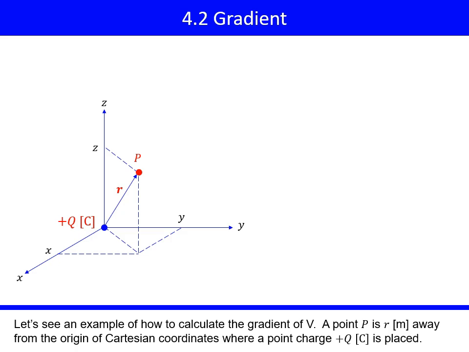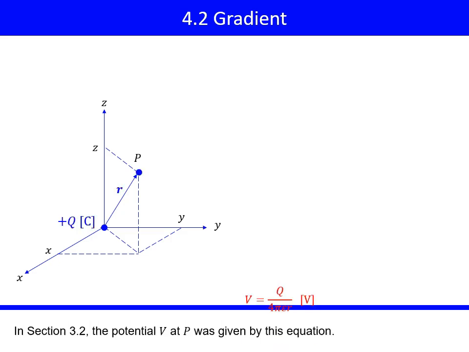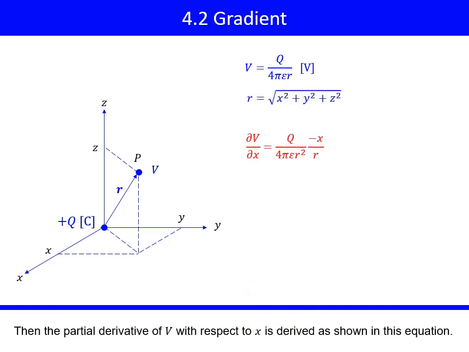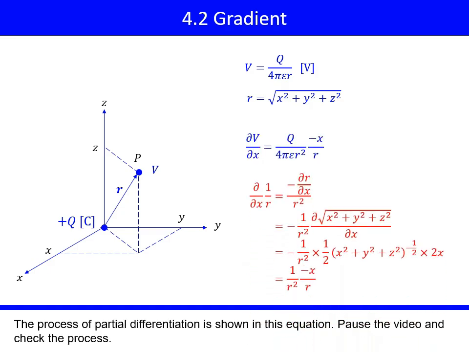Let's see an example of how to calculate a gradient of V. A point P is r meters away from the origin of Cartesian coordinates, where a point charge positive q coulombs is placed. In section 3.2, the potential V at P was given by this equation. The distance r is expressed by this equation, where x, y, and z are the coordinates of P. Then the partial derivative of V with respect to x is derived as shown in this equation. The process of partial differentiation is shown in this equation. Pause the video and check the process.